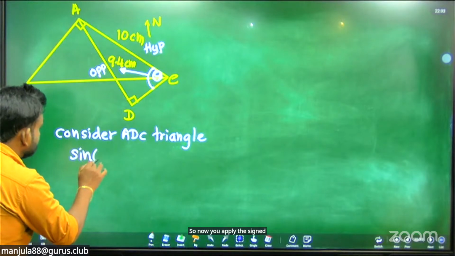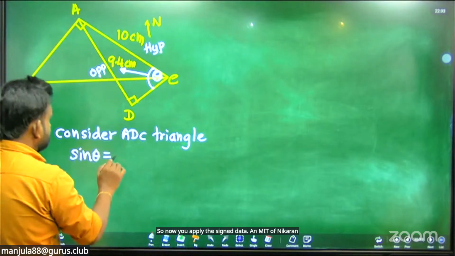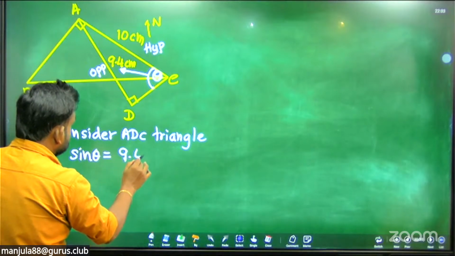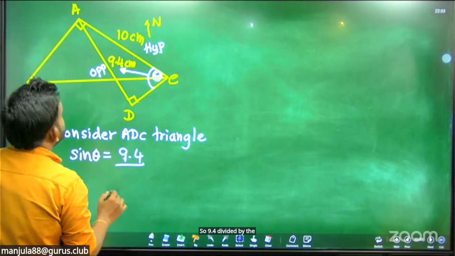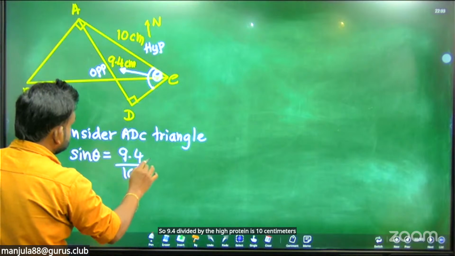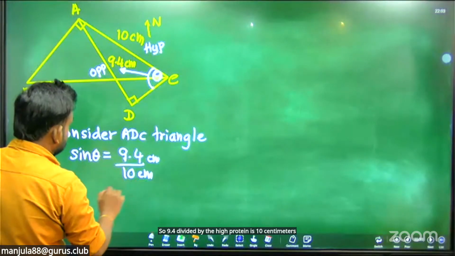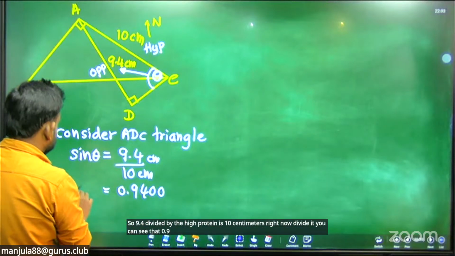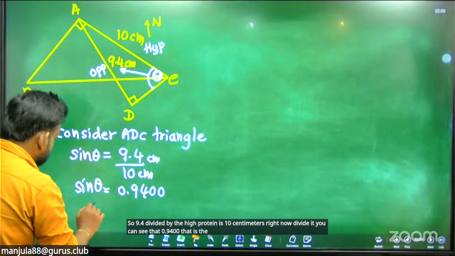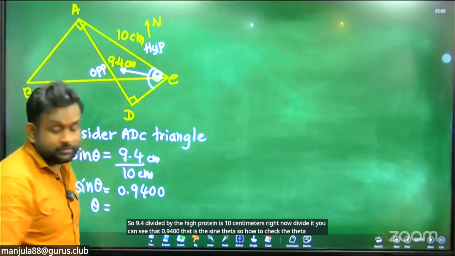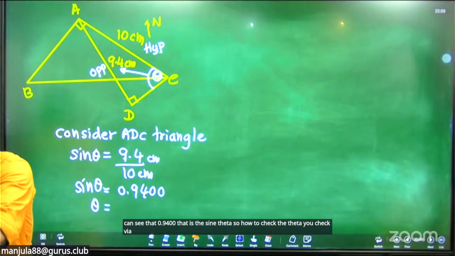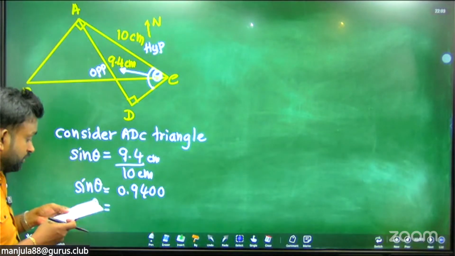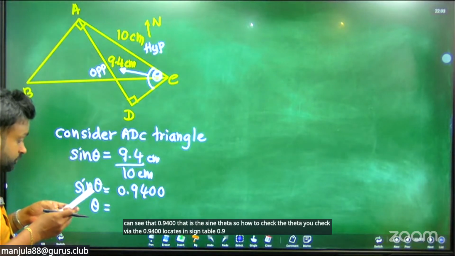And decide that. Sine theta equals opposite, which is 9.4, divided by the hypotenuse, which is 10 centimeters. Now divide it, and you can see that it is 0.9400, that is the sine theta. So how to find the theta? You check where 0.9400 is located in the sine table.